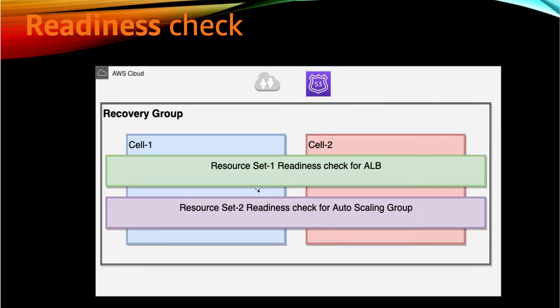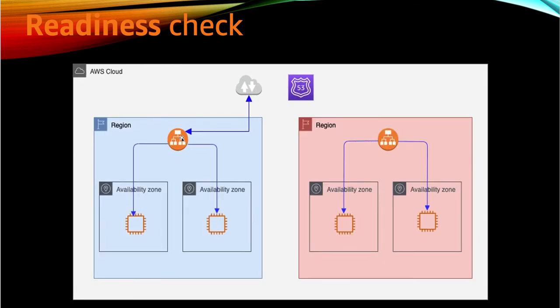Then the resource set is basically, like I mentioned, the readiness check for ALB. So you can create one resource set that will have these two ALBs under it, and readiness check will happen on these ALBs, on both the ALBs.